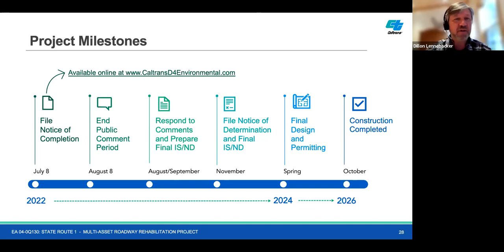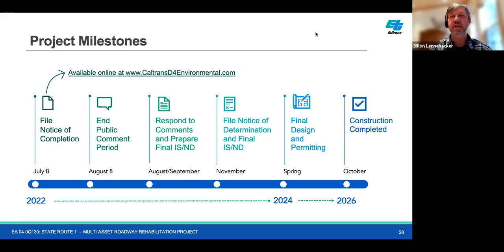Once all the comments have been received, Caltrans will address all comments, make any updates to the environmental document that are required, and prepare its final initial study and negative declaration, and then file that notice of determination and final initial study with the state clearinghouse. And we're anticipating that'll be all completed by this November.